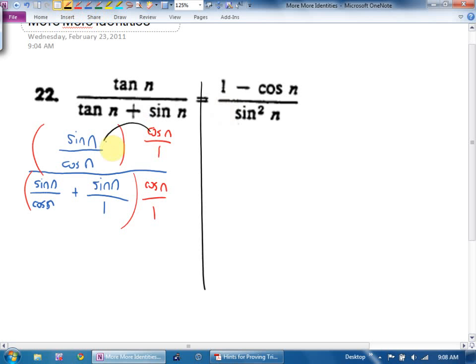Here, you see it? Cos cancels, and you get sine. Do you see it? Cos cancels and you get sine n. Plus here, by the way, I encourage you, draw the little loops I learned a long time ago by putting that little chunk thing. Gets rid of a lot of my dumb mistakes. Keeps me systematic. Here, is anything going to cancel? Nope, sine cos.